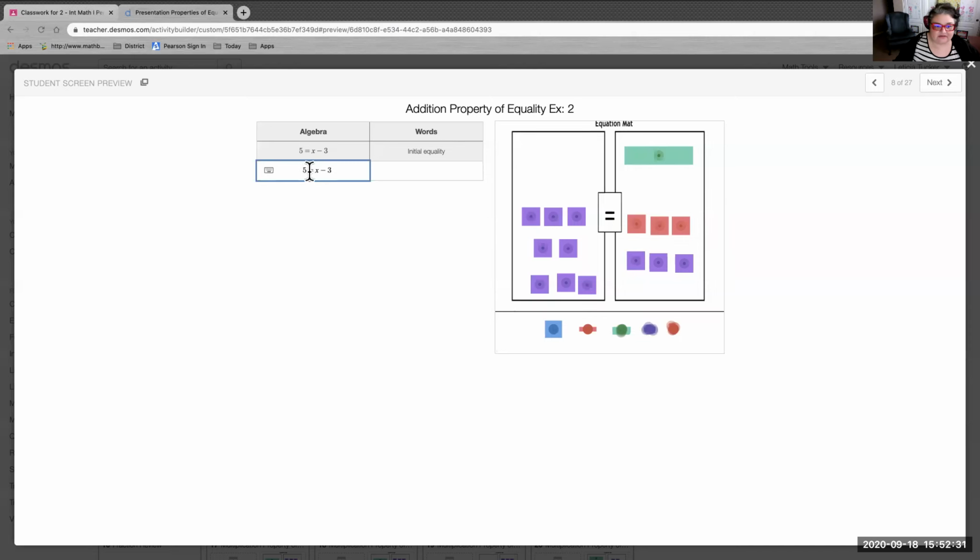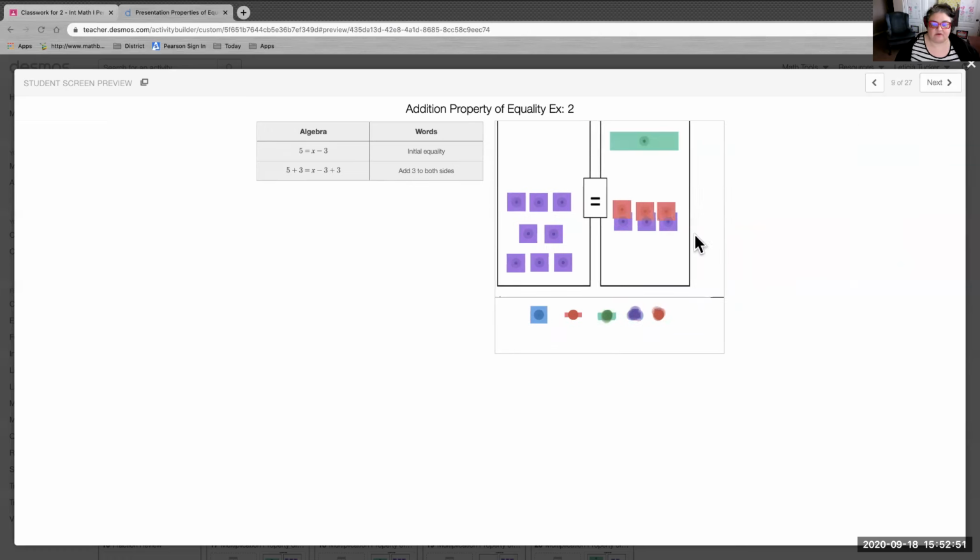I added, so addition, that's plus because I put them in. And I added 3 because they were positive. I did the same thing on the other side. I added 3. So I have minus 3 plus 3. So what happens? What does that look like? Okay, these are 0 pairs. And don't forget to add your words. Add 3 to both sides. You don't have to say positive. If you say 3, we know it's positive.